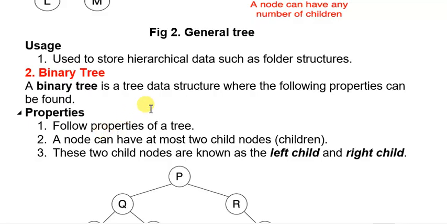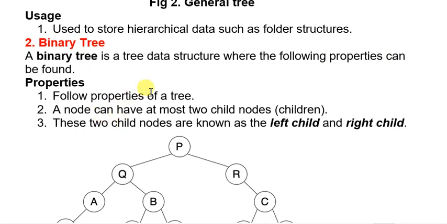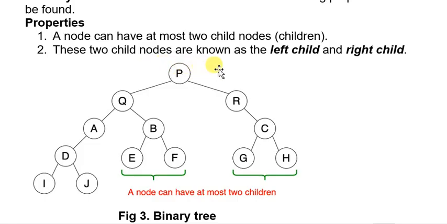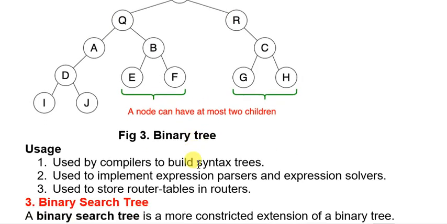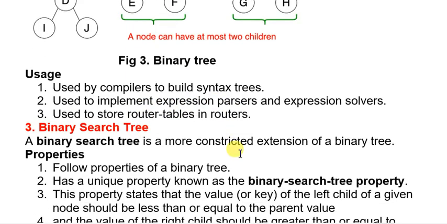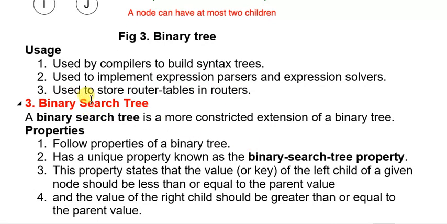Binary tree. A binary tree is a tree data structure with the following properties. A node can have at most 2 children, known as the left child and the right child. Usage: it is used by compilers to build syntax trees, used to implement expression parsers and expression solvers, and used to store router tables in routers.